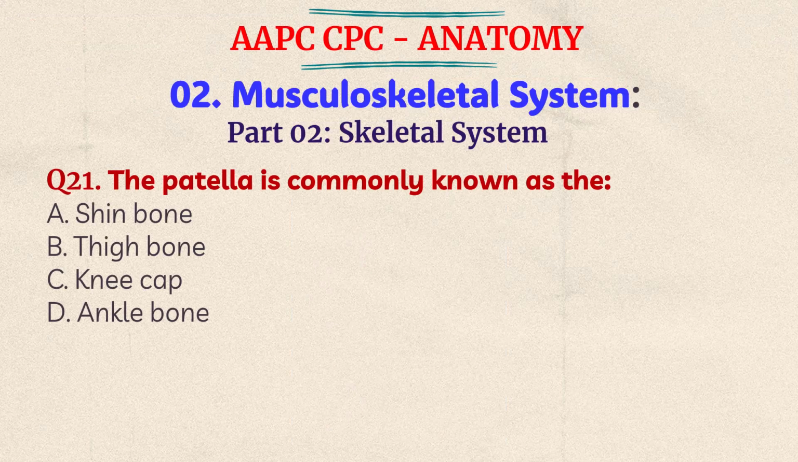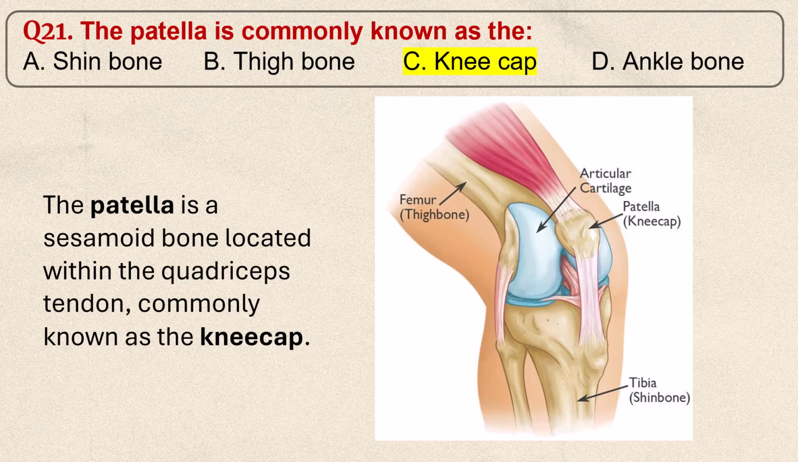Question number 21. The patella is commonly known as the A. Shin bone, B. Thigh bone, C. Kneecap, D. Ankle bone. The correct answer is C. Kneecap. When you look at the anatomy of the knee joint, you can see patella is here. It acts as a kneecap. Patella is a sesamoid bone located within the quadriceps tendon, commonly known as the kneecap.